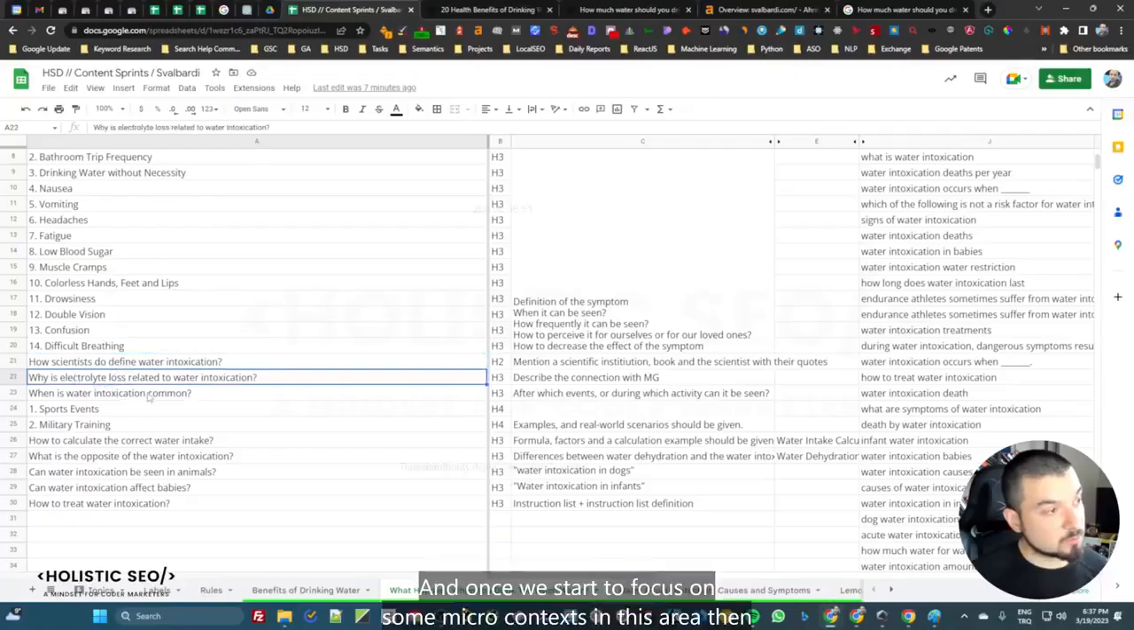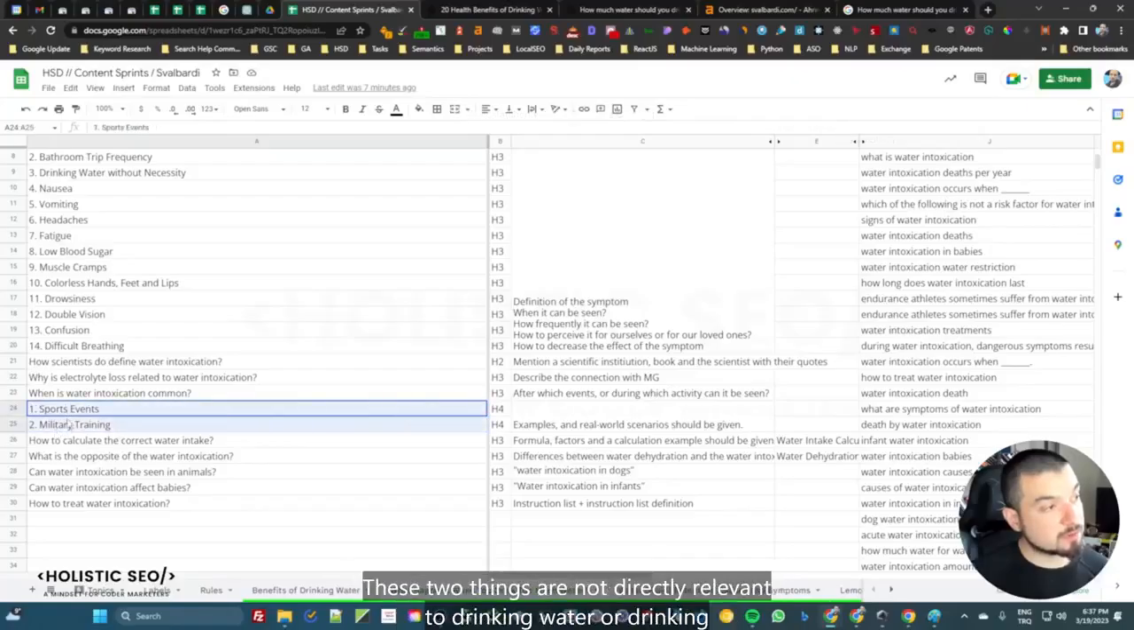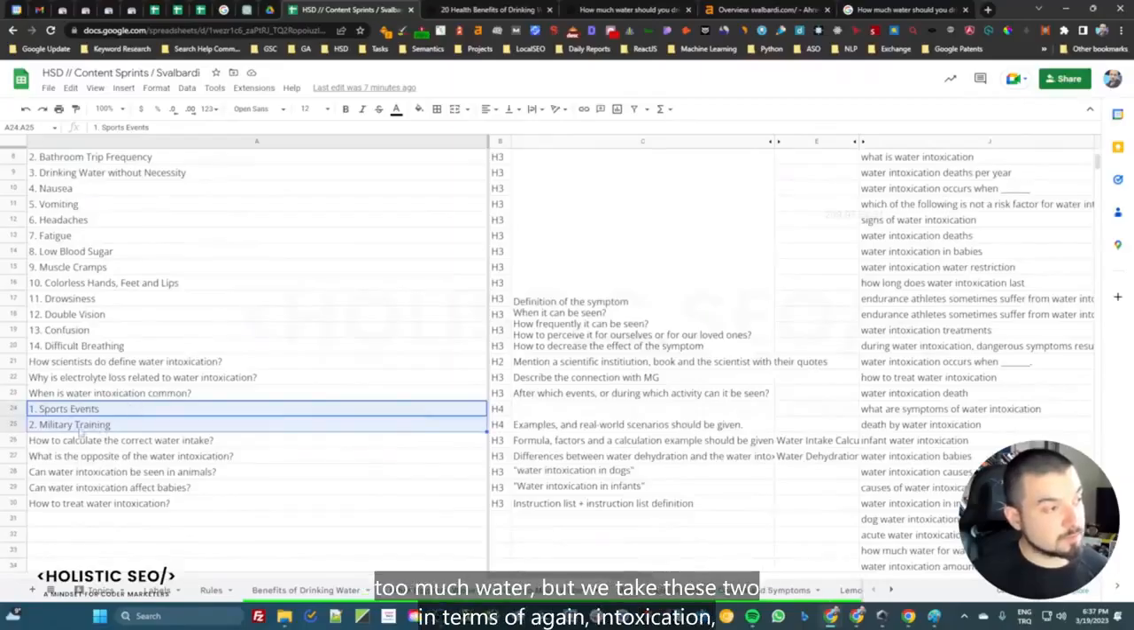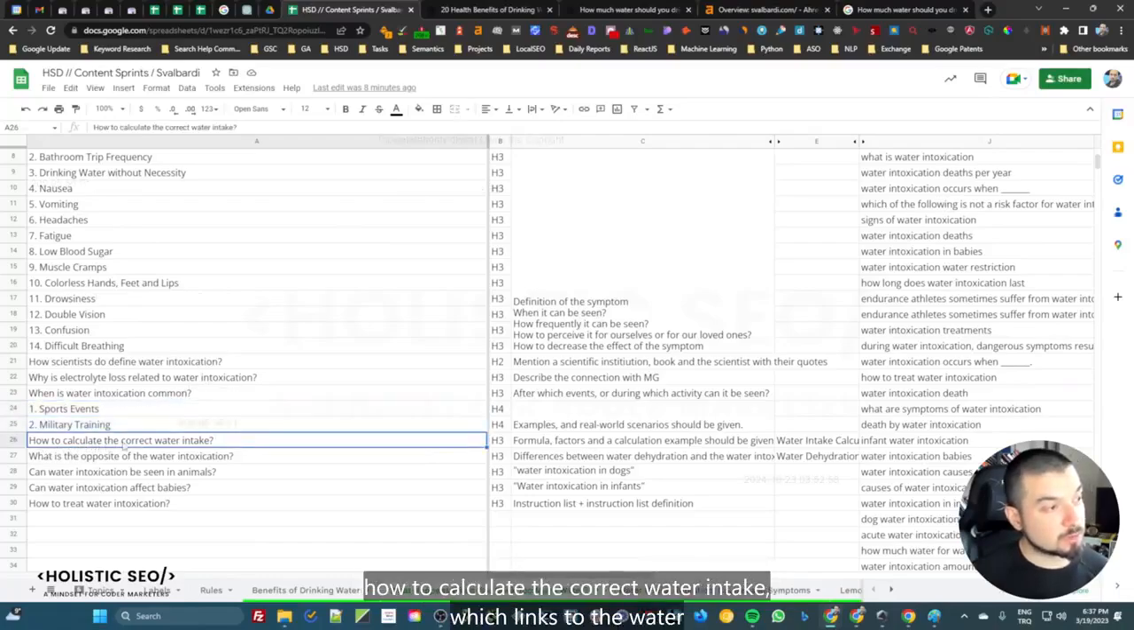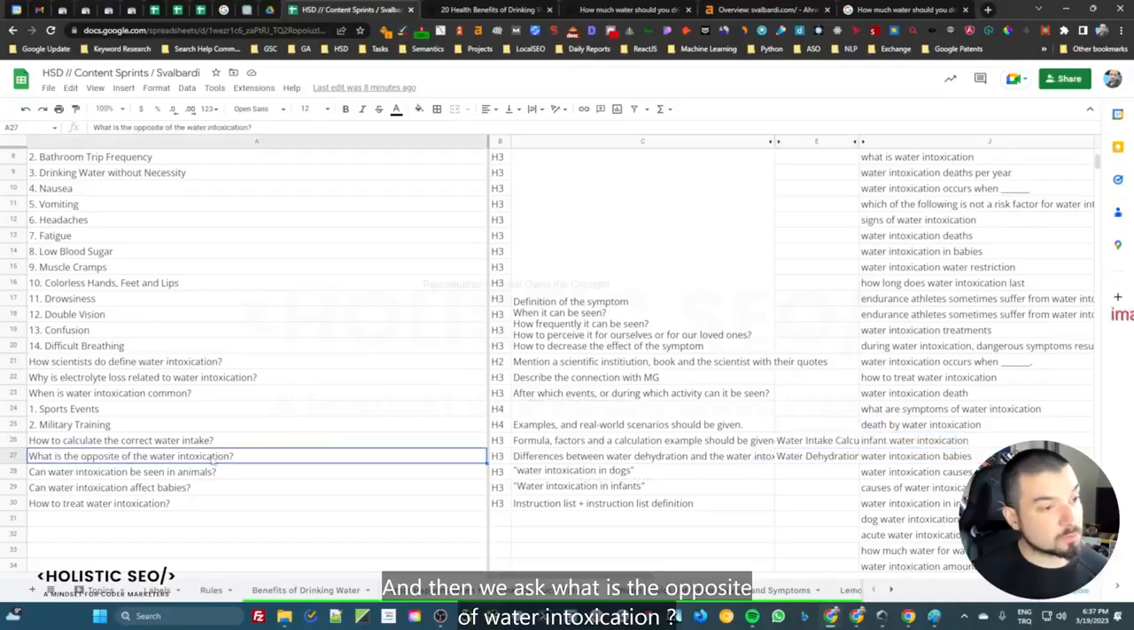And once we start to focus on some micro context in this area, then we ask, when is water intoxication common? Sports events and military training. These two things are not directly relevant to drinking water or drinking too much water. But we take these two in terms of, again, intoxication, because during these events, it is happening. So slightly we are going away from water intoxication. Then we actually focus on how to calculate the correct water intake, which links to the water intake calculator.